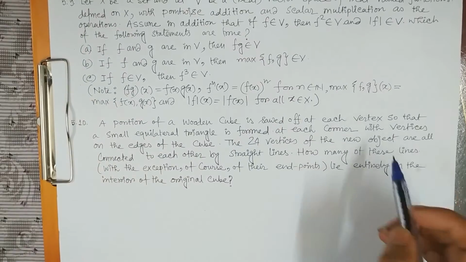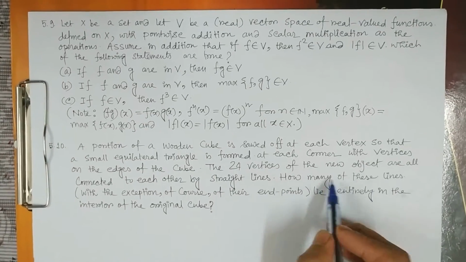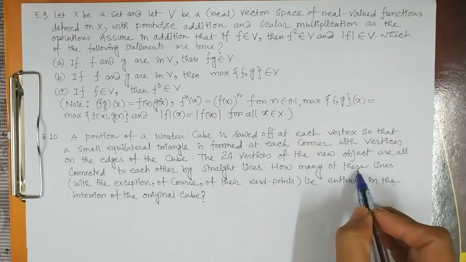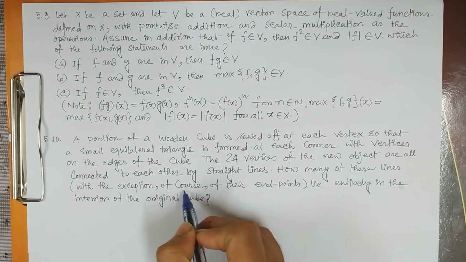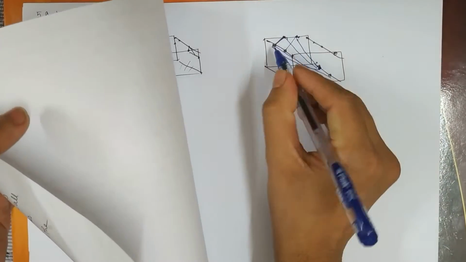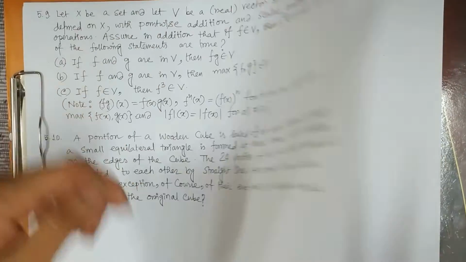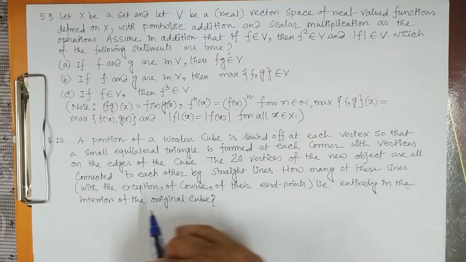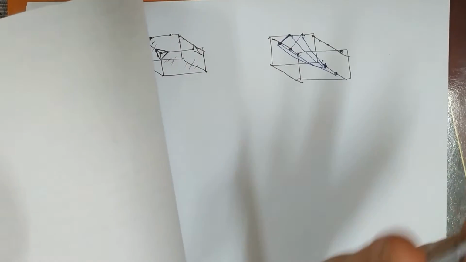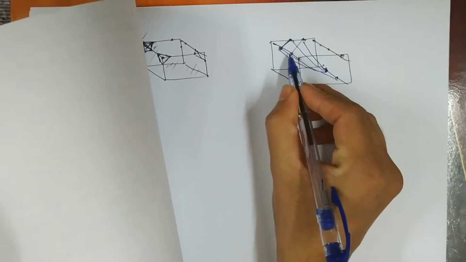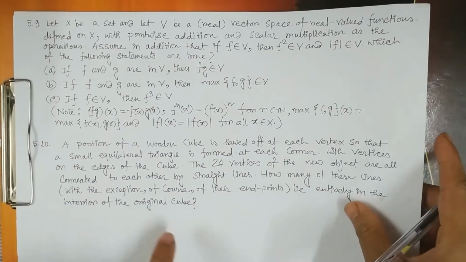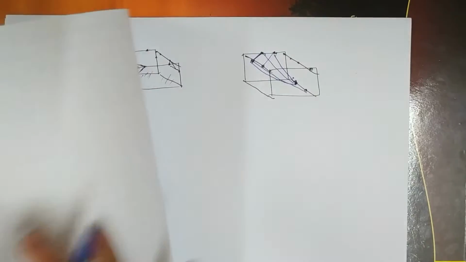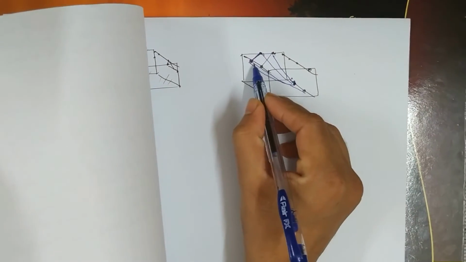So the question is as follows: how many of these lines, with the exception of course of the end points, which cannot be interior points, lie entirely in the interior of the original cube? So basically we want to compute the number of lines which will lie inside the cube.